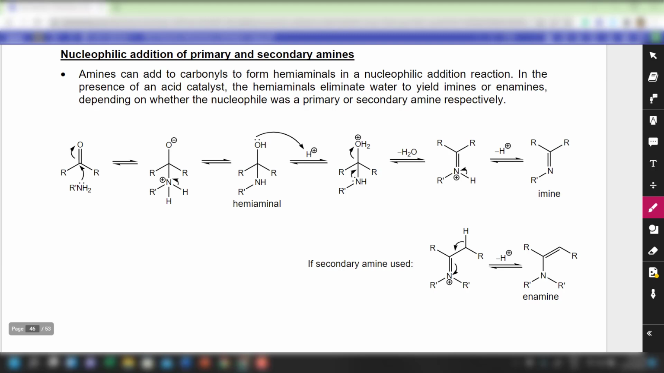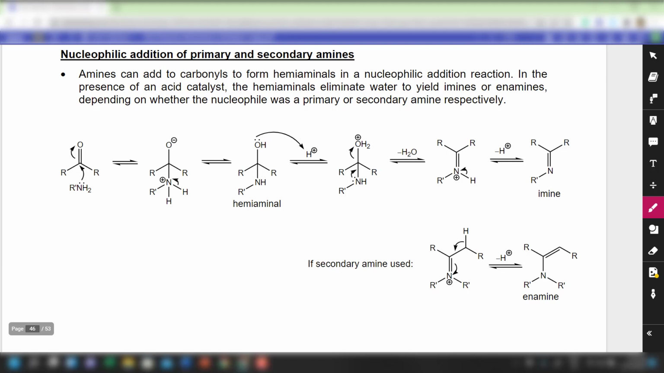catalyze the reaction with acid, because number one, the lone pair on the nitrogen of amines is more available to coordinate or to perform nucleophilic attack onto the carbonyl carbon. So amines are stronger nucleophiles as compared to alcohols. Because of that, I do not need to catalyze it with an acid. So the whole process is quite similar.